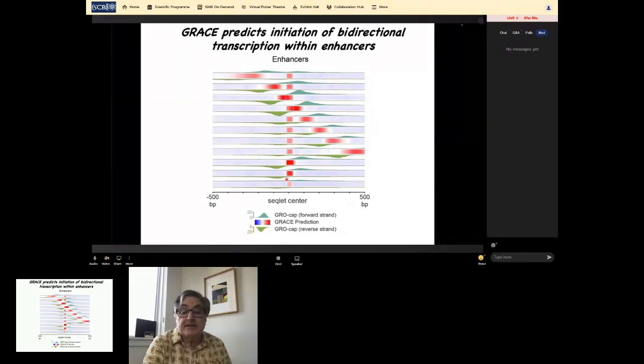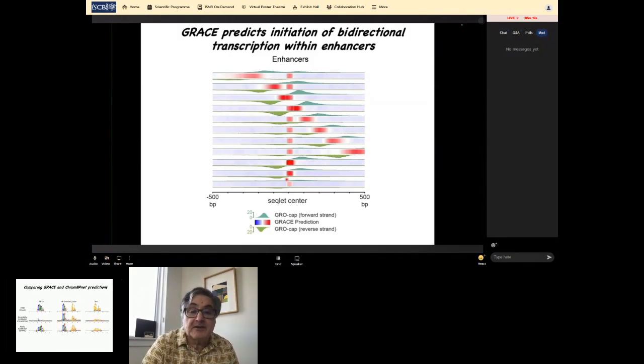And so we think this is a striking example where even though GRACE was trained on MPRA data, transient transfection assay data, it is able to make predictions about the activity of regulatory sequences in the context of chromatin in the genome in a context-specific manner.